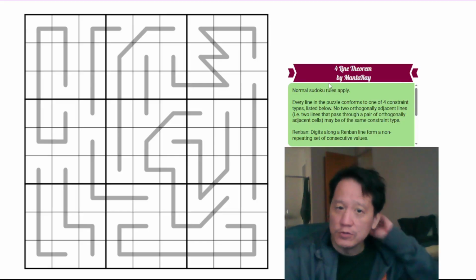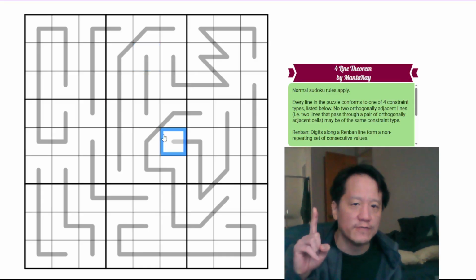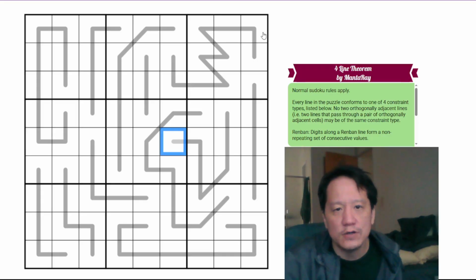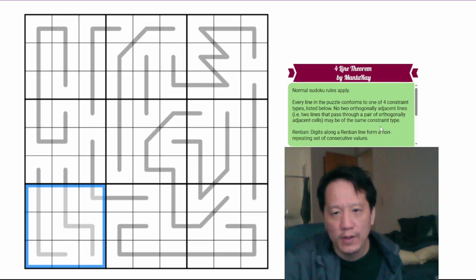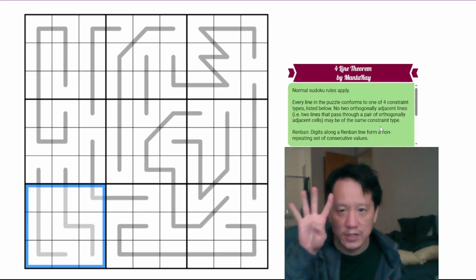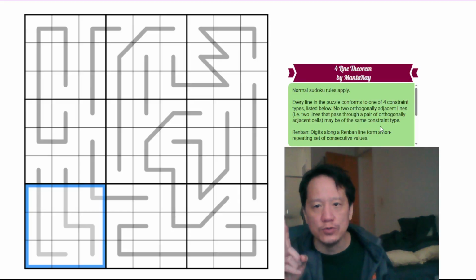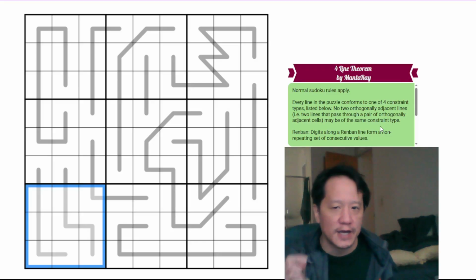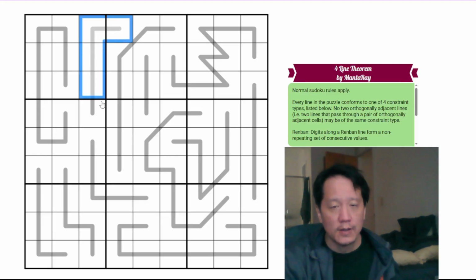Normal Sudoku rules apply, which means in every cell in the grid, place a single digit from 1 through 9 such that there are no repeats in any row, column, or designated 9-cell region. Every line in the puzzle conforms to one of four constraint line types listed below. No two orthogonally adjacent lines, that is, two lines that pass through a pair of orthogonally adjacent cells, may be of the same constraint type.